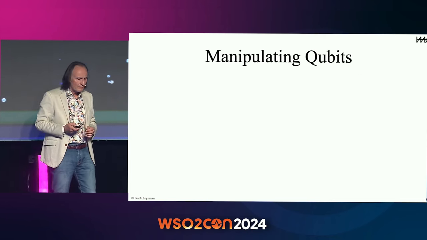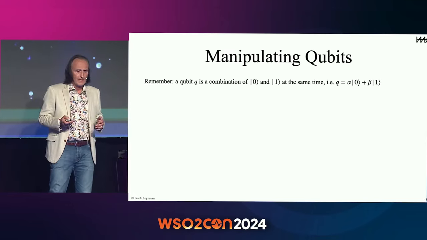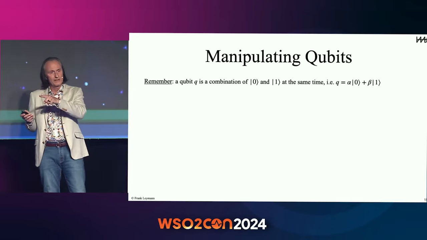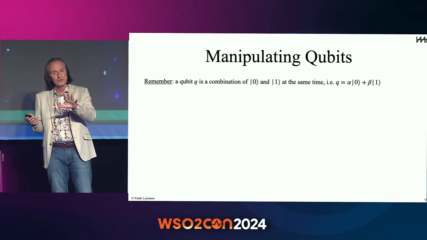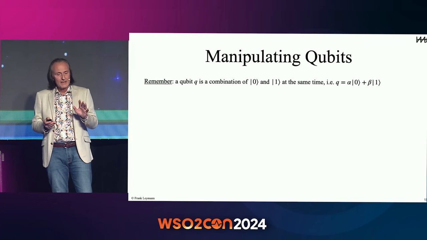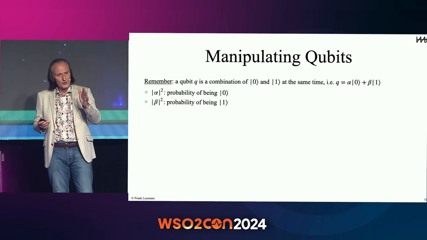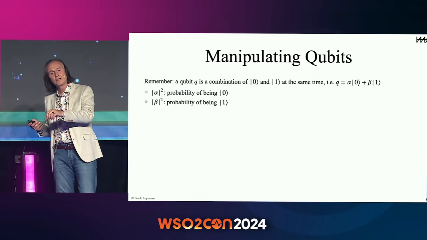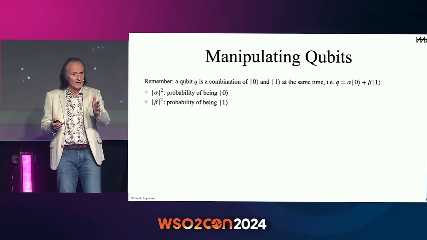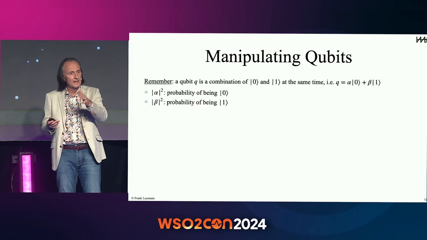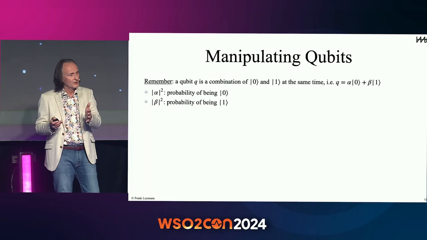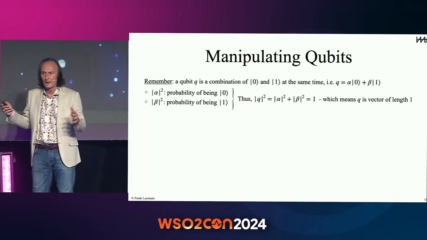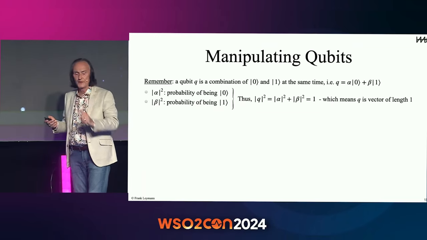So how are these qubits manipulated? Remember, a qubit is a combination of 0 and 1, and you have these coefficients alpha and beta. This alpha and beta are not only real numbers, they are complex numbers. But again, the alpha determines the probability that at the end you measure a 0, and the beta is the probability that you measure a 1. So if you measure the result of the manipulation of a qubit, you will get either a 1 or a 0. That means alpha squared and beta squared modulus must sum up to 1. That means a qubit is, as I said before, a vector of length 1. It's a point on this Bloch sphere.